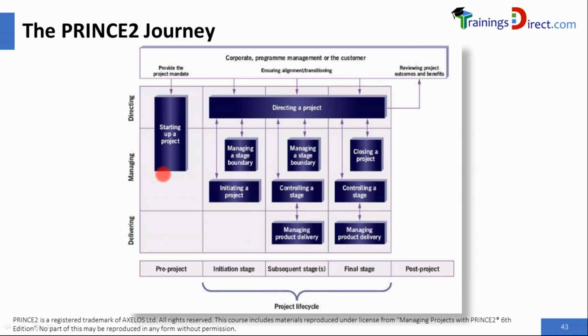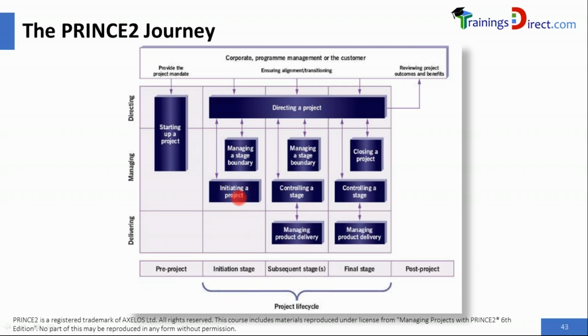Whereas the starting up a project creates a project brief, which includes only the outline business case, the team structure, the role descriptions, and any other information like project approach and project background. Role descriptions would be finalized in initiating a project process. And any other artifacts which were not finalized in starting up will also be finalized here, like project product description, for example.